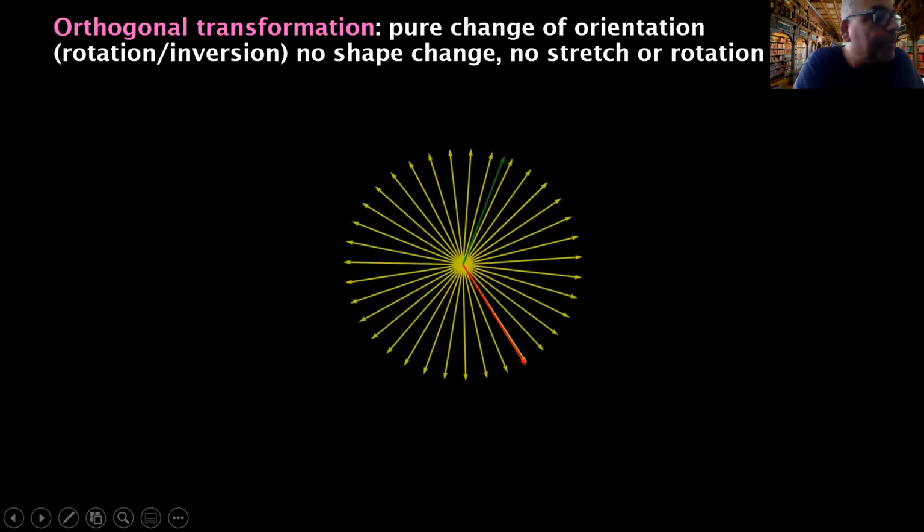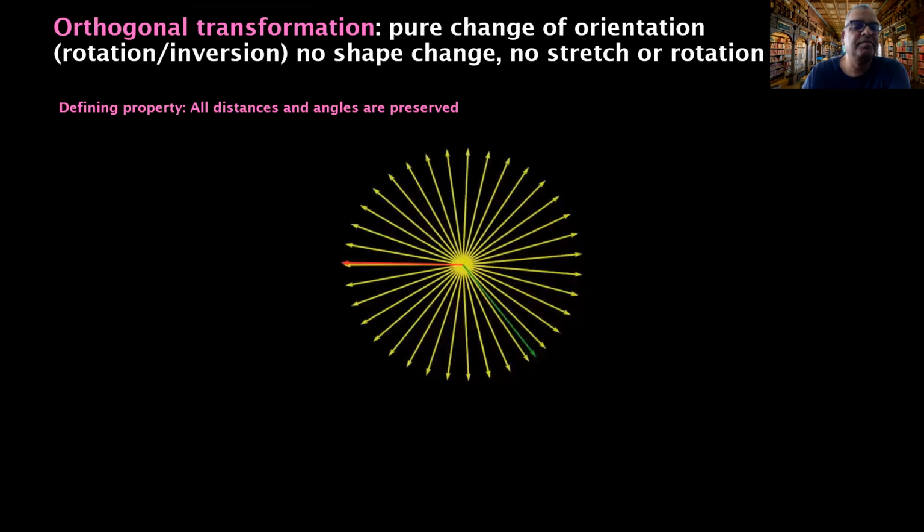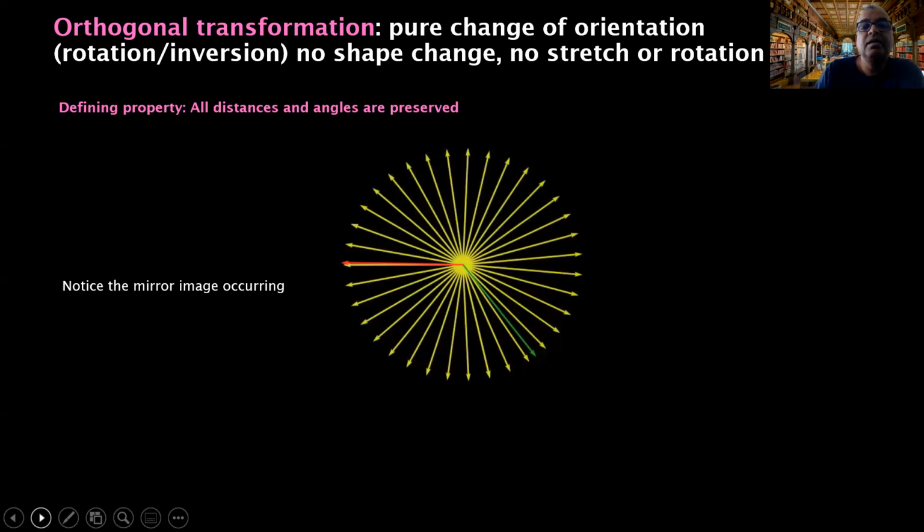Orthogonal transformation is the opposite of this. Pure change of orientation. This is rotation or inversion, no shape change. It should just say no stretching, only rotation. All distances and angles are preserved. Notice the mirror image that occurred. I don't know whether you were able to see that. That's one of the things that you cannot show by smooth transformation. It just abruptly happens.